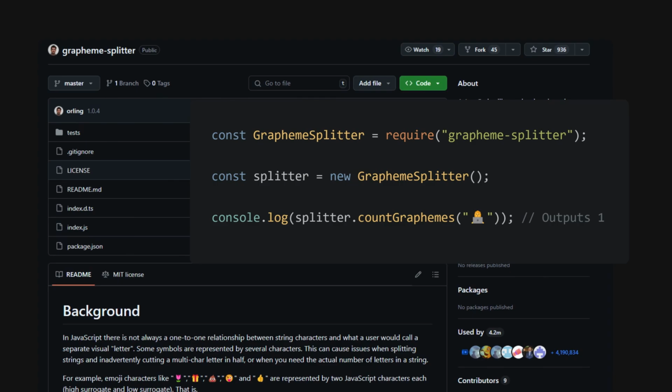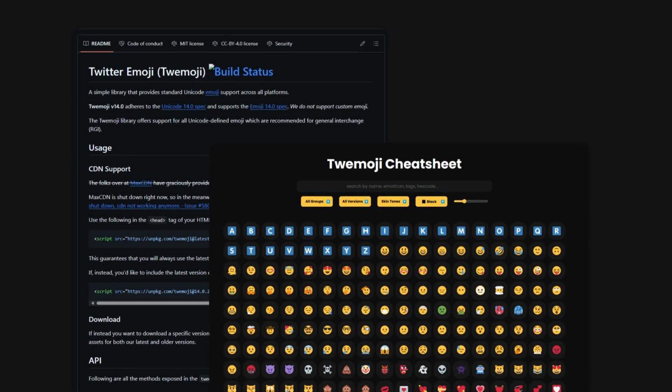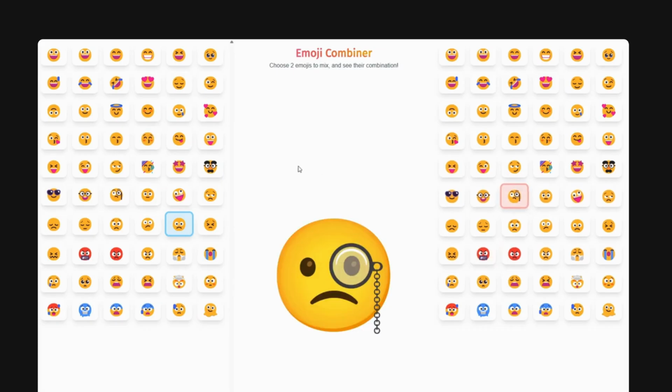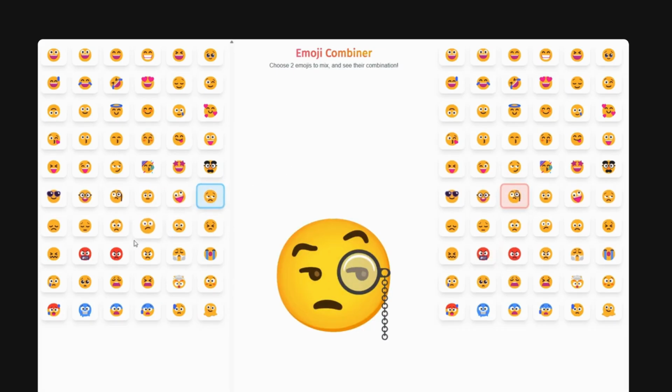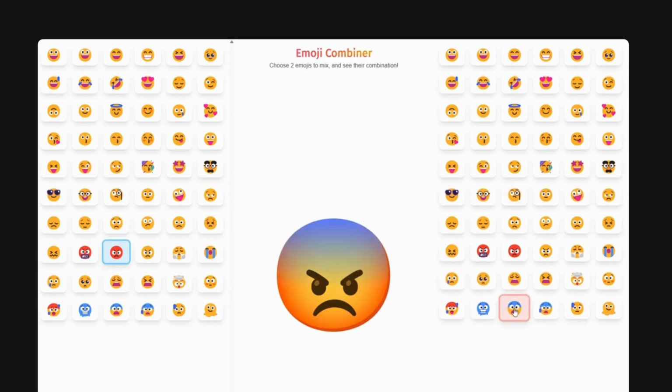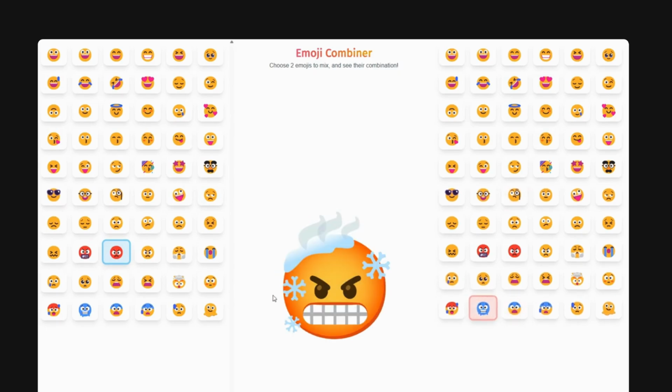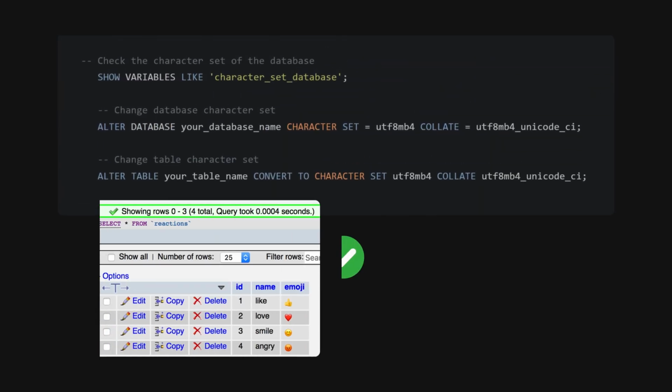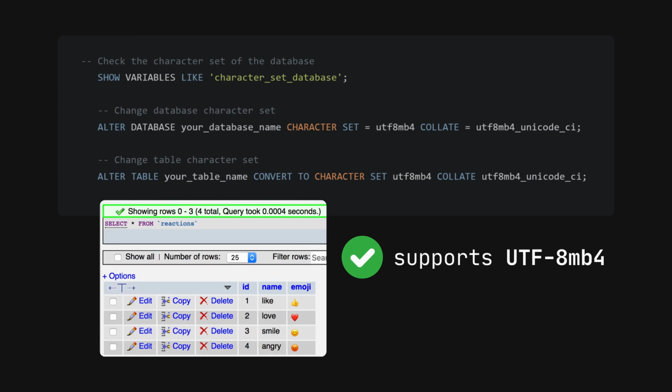Libraries like grapheme-splitter can correctly count visual elements. Twemoji can be used to provide a unified emoji set that renders identically everywhere. APIs or resources like Emoji Combiner can be used to create dynamic features or explore new emojis that can be crafted by combining different ones. Also, make sure your database supports UTF-8MB4 for full emoji compatibility to avoid unexpected truncation errors.